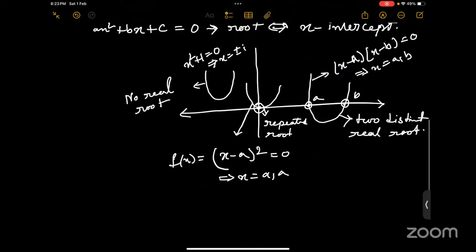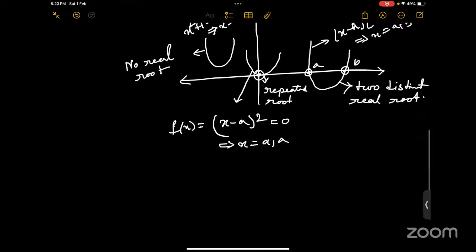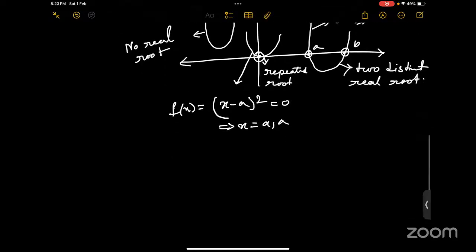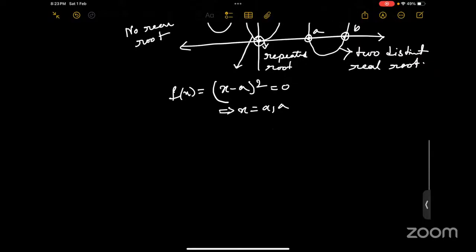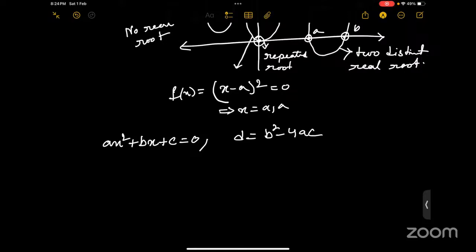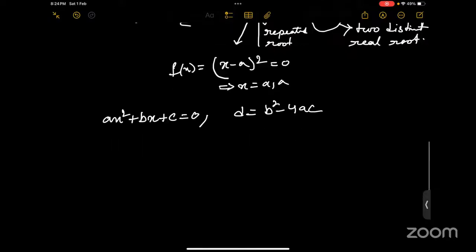So the thing is, all these types we can classify via the discriminant. And what is the discriminant? If we have an equation ax squared plus bx plus c equals 0, then the discriminant is b squared minus 4ac. This is called the discriminant. So for the discriminant, we get three different cases. And why is it so?